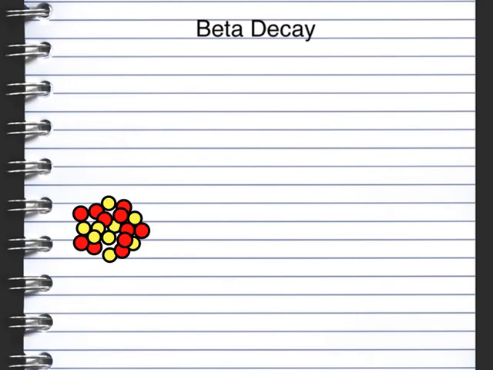Okay, so with beta decay, what happens is a neutron decays to form a proton. Now what we have to try and think about is what a neutron is made up of. Now a neutron is made up of a proton and an electron held very, very tightly. So this here is equal to one of those. But what happens is that during beta decay, the neutron decays into a proton.